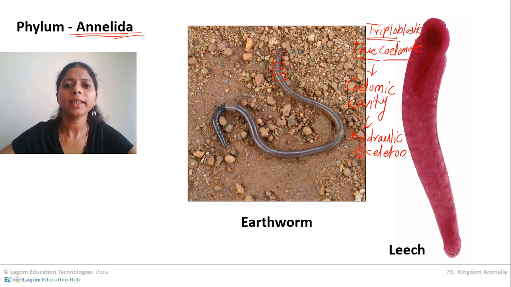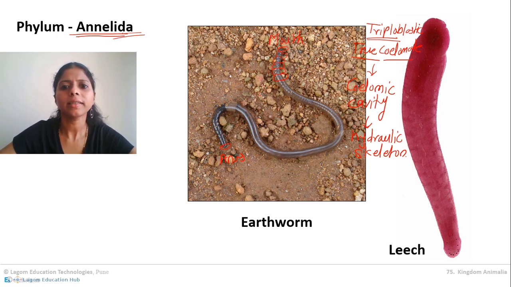Now the next characteristic is that it is having a tube within tube body plan. Now tell me, tube within tube body plan. The digestive system is complete with mouth and with anus. So as it is worm-like, at one end there will be mouth and at the other end there will be anus. So the digestive system is complete, with mouth on one end and anus on the other end. So, tube within tube body plan.